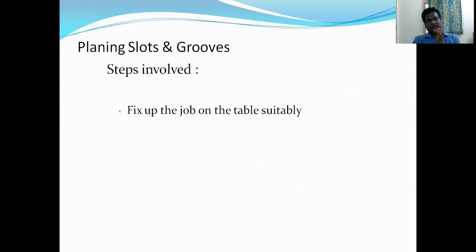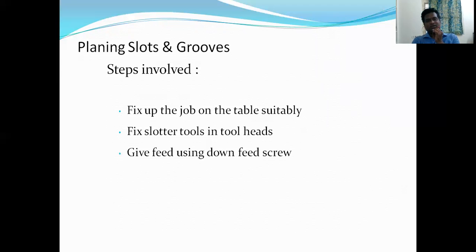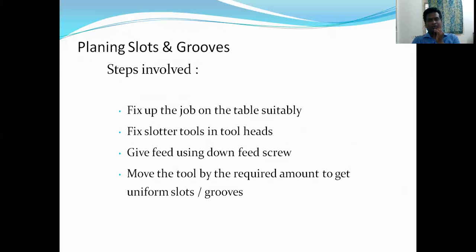Planing slots and grooves. Fix up the job on the table suitably. Fix slotting tools in the tool heads. So we have to cut the slots on the workpieces. So slotting tools have to be fixed in the tool heads, and give feed using the down feed screw. Move the tool by the required amount to get uniform slots and grooves.